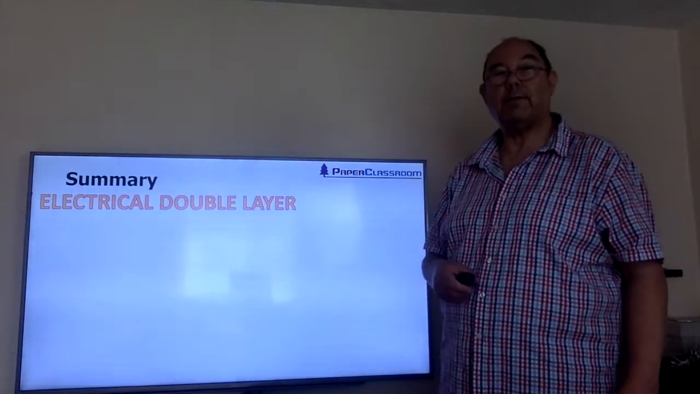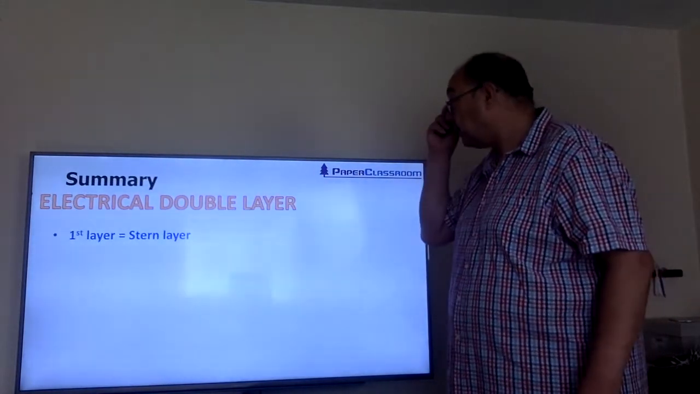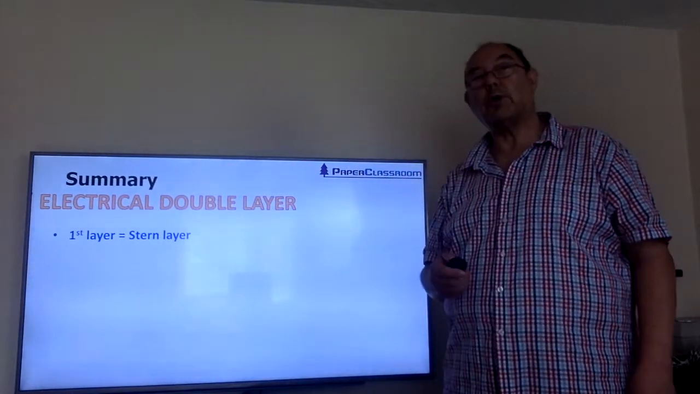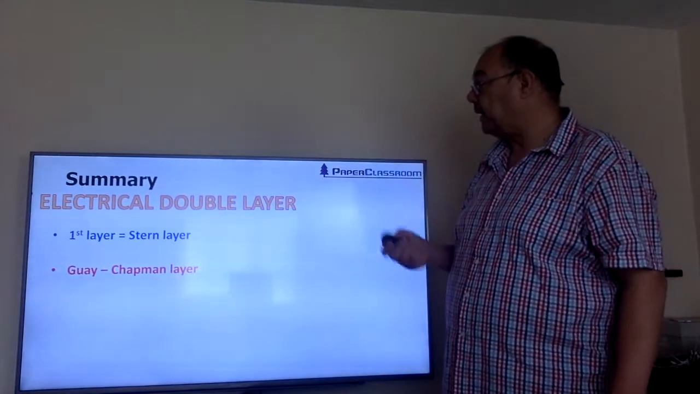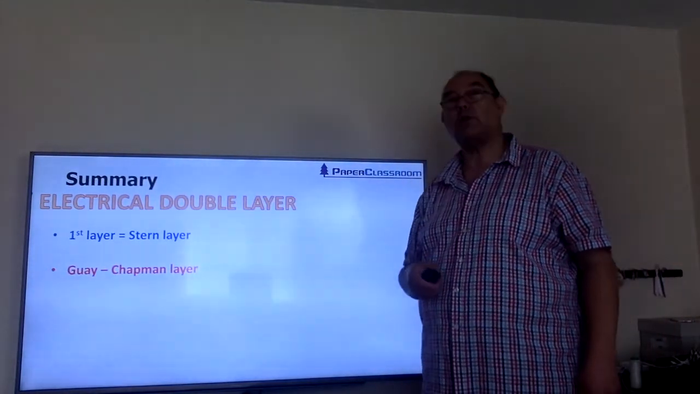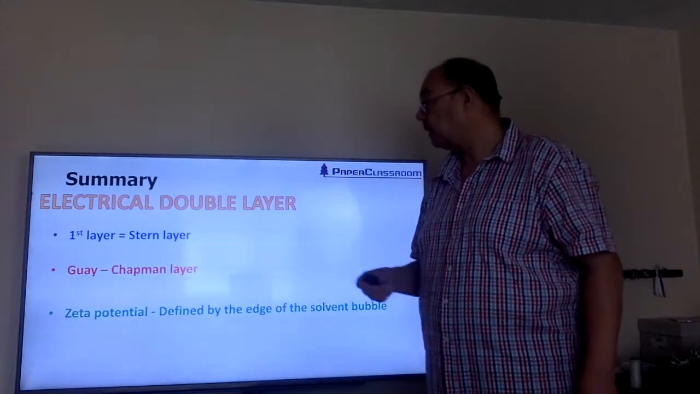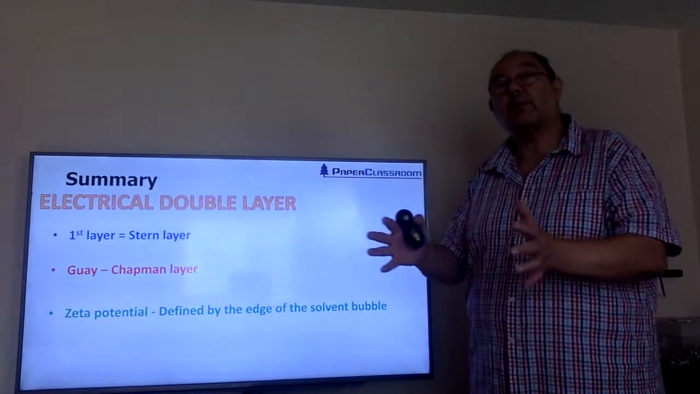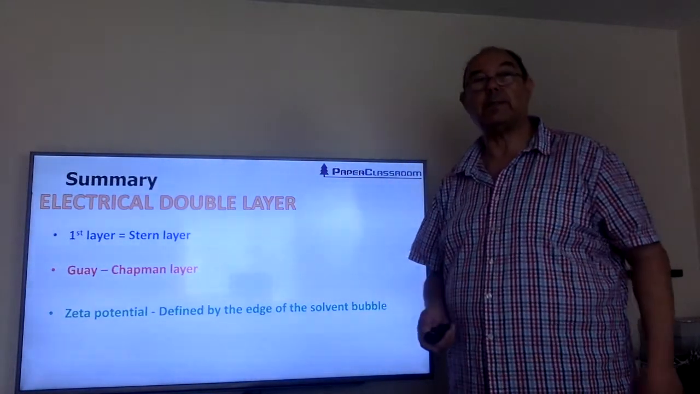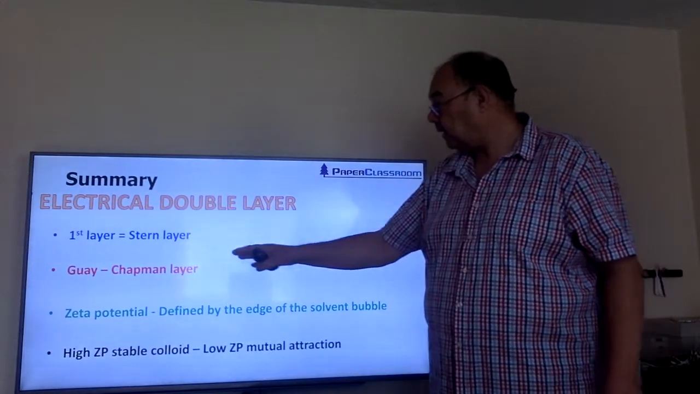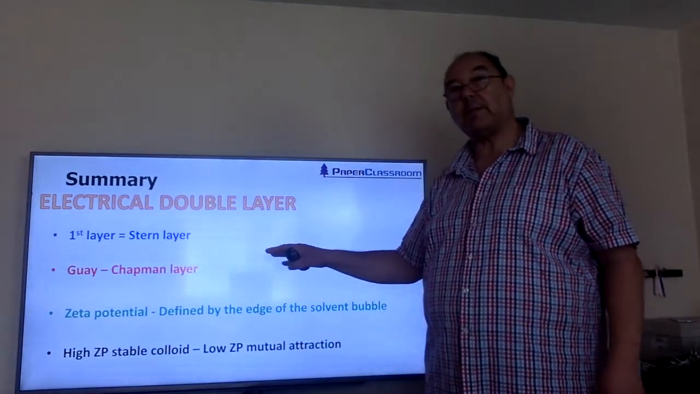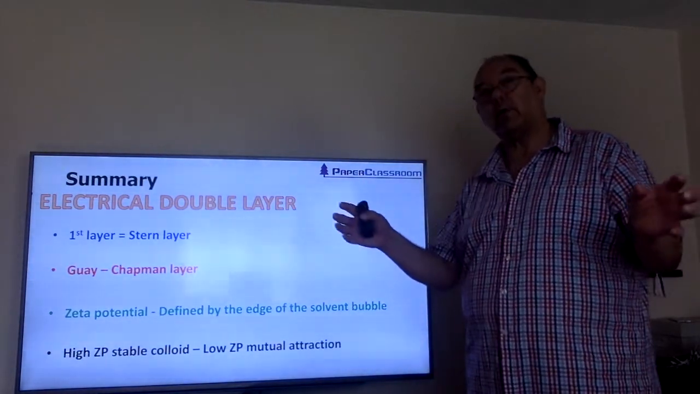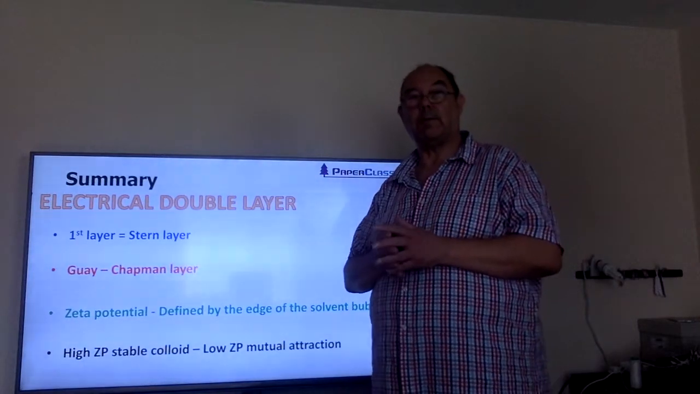So, a summary of the electrical double layer. The first layer that we talk about beyond the edge of the particle is the Stern layer. The second layer, discovered by Gouy-Chapman, becomes the Gouy-Chapman layer. Zeta potential is defined by the edge of that solvent bubble, where that shear plane is. And finally, high zeta potentials will give very stable colloids that won't settle out. Low zeta potential will encourage particles to be mutually attractive.